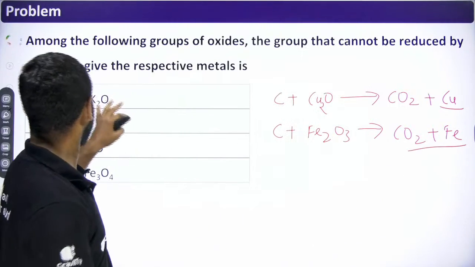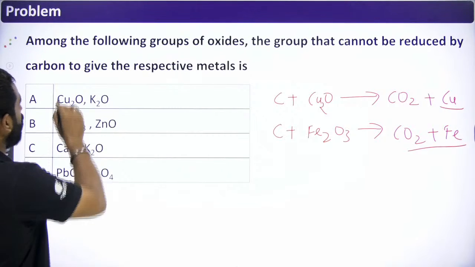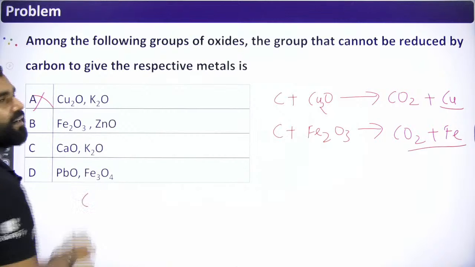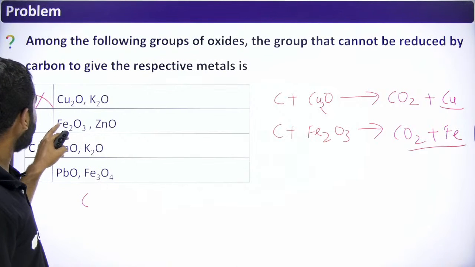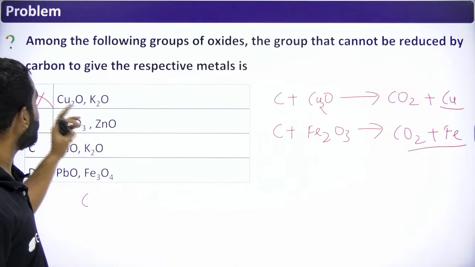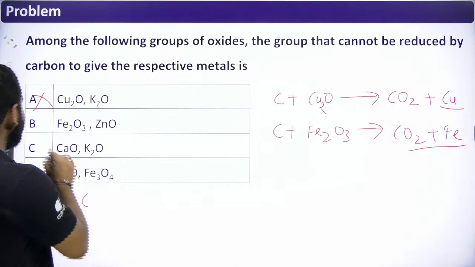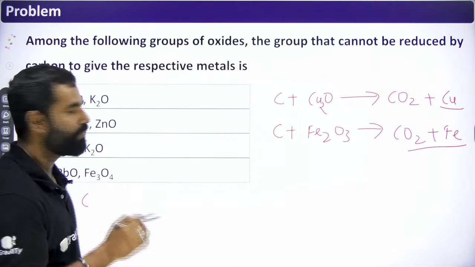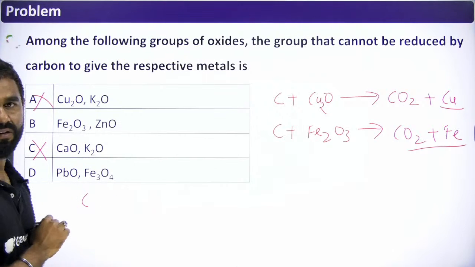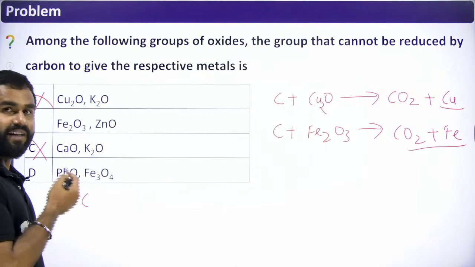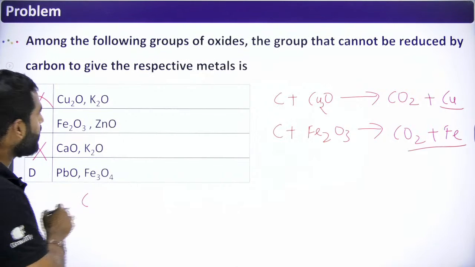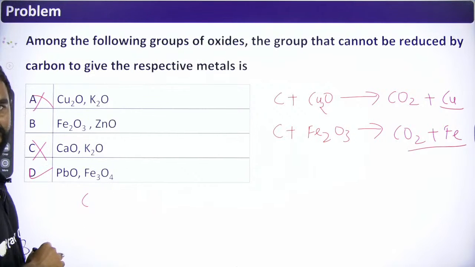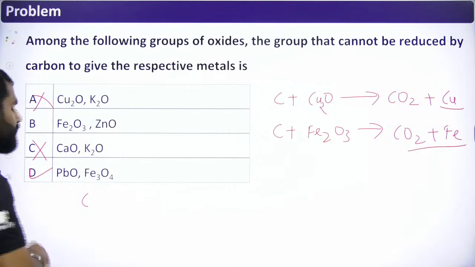Right? So here carbon is more reactive than copper, yes, but it is less reactive than potassium. So A is not right. Carbon is more reactive than iron, yes, and carbon is less reactive than zinc, yes. In this case, carbon is more reactive than calcium, no. Carbon is more reactive than potassium, no. No, right? Carbon is more reactive than lead, yes, and carbon is more reactive than iron, yes. So D option, correct. The D option is correct here, simple, right?